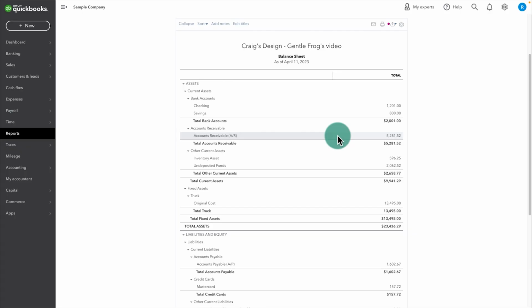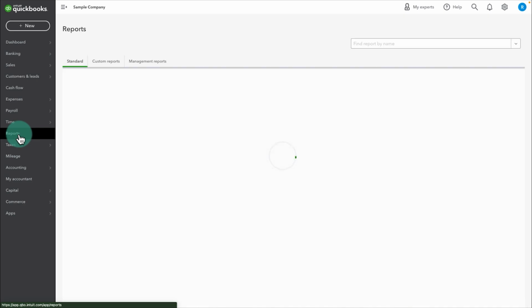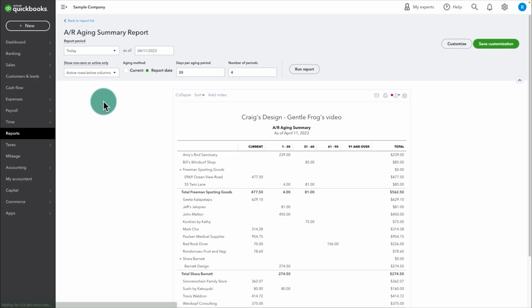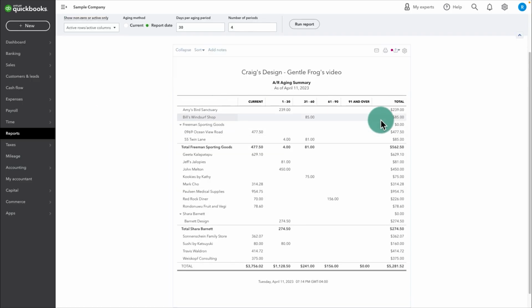Let me show you where to go to look at your accounts receivable in more detail. On the left-hand side of your screen, you'll click on Reports. You'll then select Accounts Receivable Aging Summary. This gives you a list of who owes you money, how long they've owed it for, and what the total amount owed is on the right-hand side of your screen. If you see any negatives for a particular client, if that's unexpected, that's an indication you have some work to do and some things to correct. Let's go back to the balance sheet.